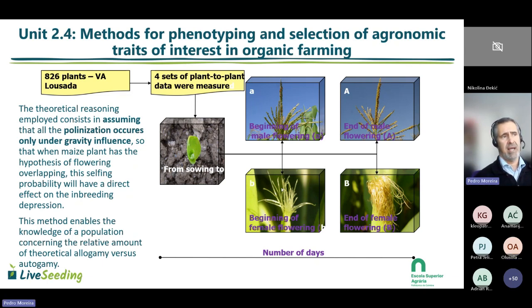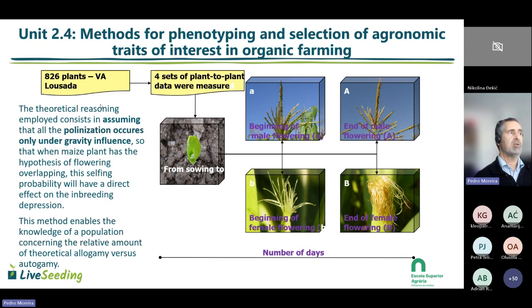This time that you pass it from A small to A big, it means the beginning to the end of male flowering, and also the beginning of female flowering to the end of female flowering. It needs to be measured on the field. And when we do this, we count from the sowing, not this stage, only to show you that there's a plant, from the sowing to this and this and this and this.